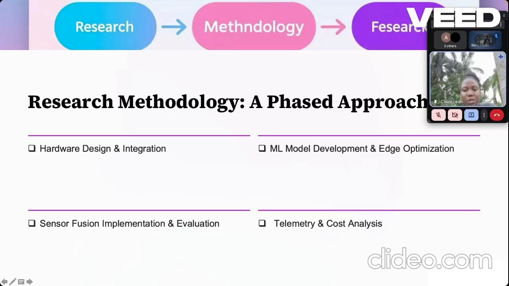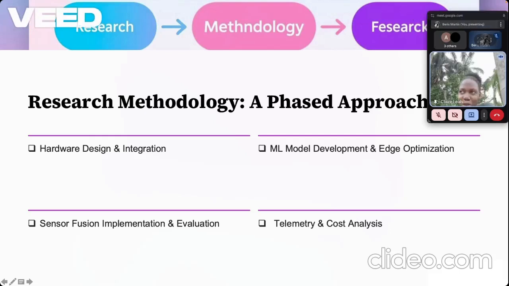Here we have the research methodology, and it has a four-phased approach. The first one is the hardware design and integration, and this one ensures that the system is built on a robust low-cost hardware foundation. Another one is machine learning model development and edge optimization.